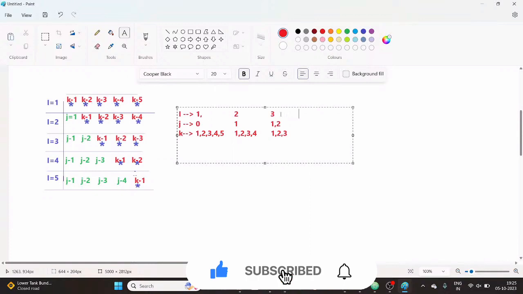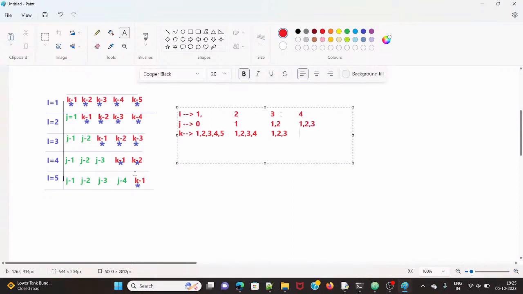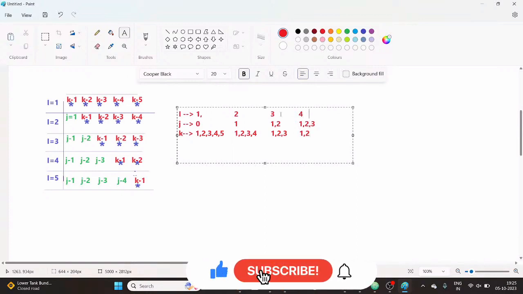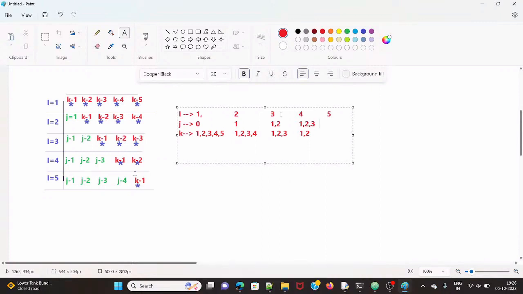Next, when I value is 4, J is 1, 2, 3. Then K is what here? K is just 1. Sorry, 1, 2, right? When I value is 5, fifth iteration of the I loop, J is 1, 2, 3, 4, and K is just 1, guys. All of you observe, I wrote these by seeing all this. Everybody's clear, I hope.